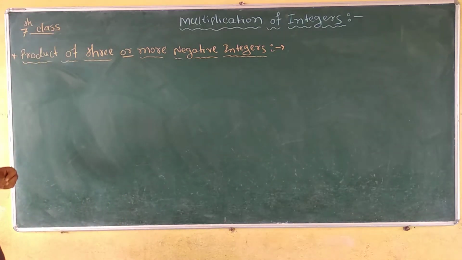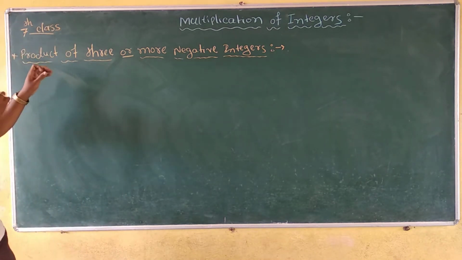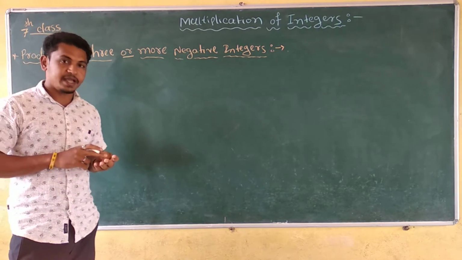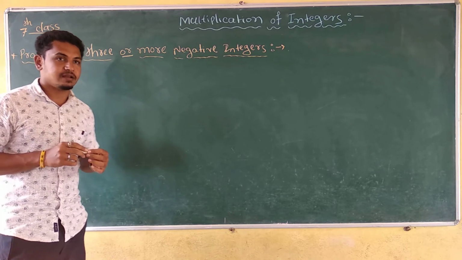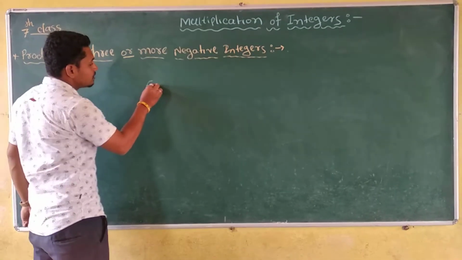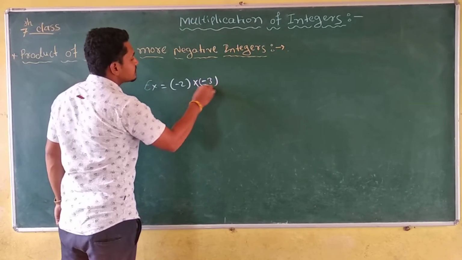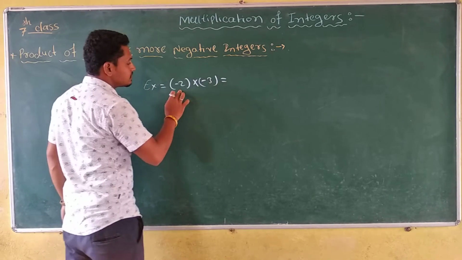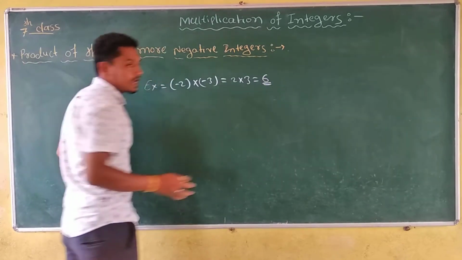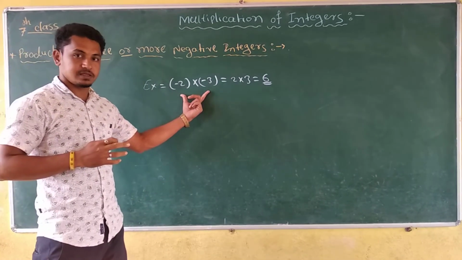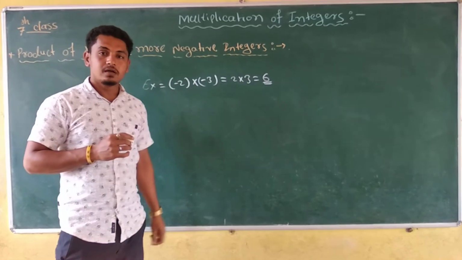Hello my dear students. In the previous class you observed that the multiplication of two negative integers gives a positive integer. Is it right? For example, see here. Minus 2 into minus 3, 2 into 3 is equal to 6. It means the product of any two negative integers gives a positive integer.